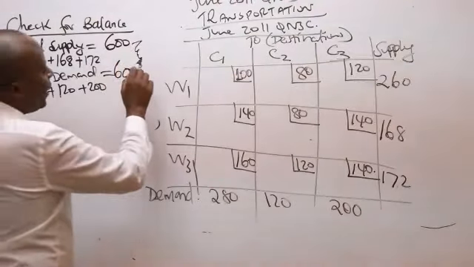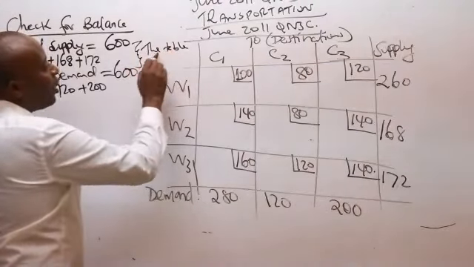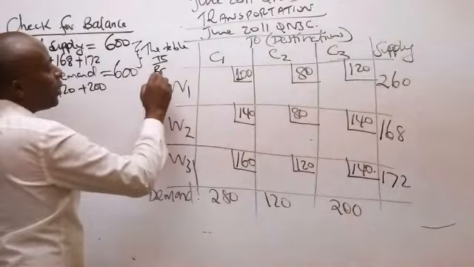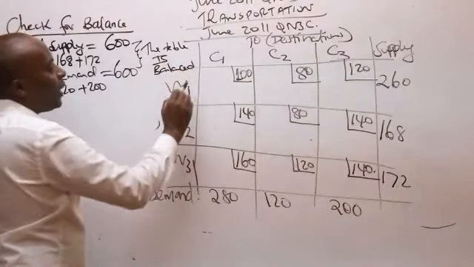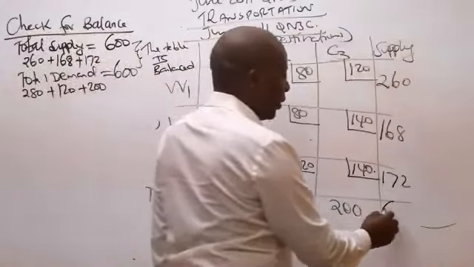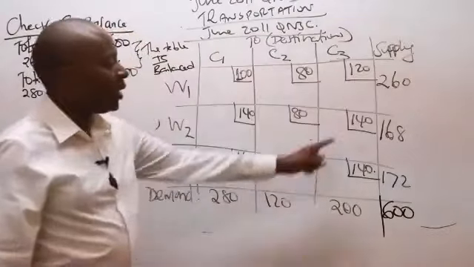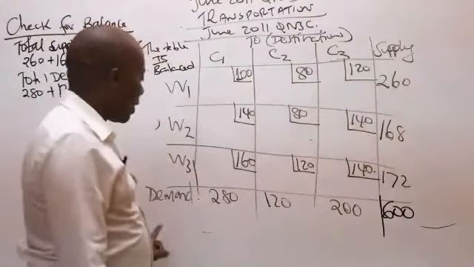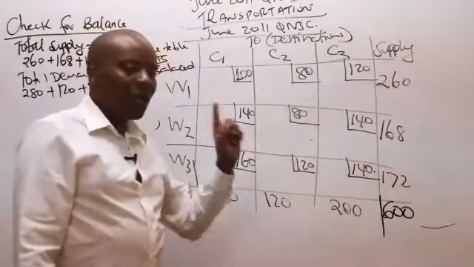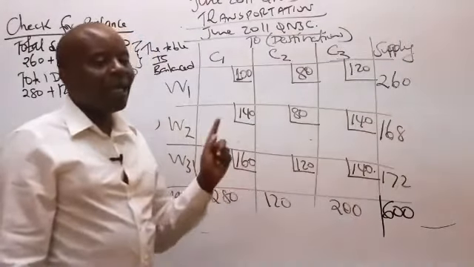And if the two figures are the same, of course, we say that the table is balanced, and therefore we are not going to introduce any dummy. So, ladies and gentlemen, here we have our parameters agreeing at 600. The total supply is 600, the total demand is 600. Now we are comfortable because we shall not be introducing any dummy.